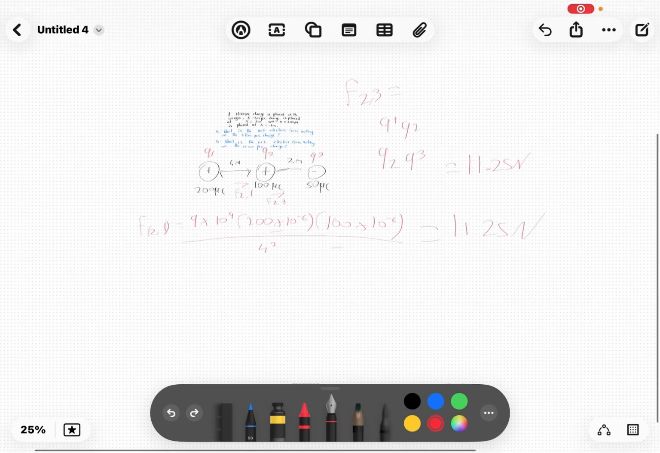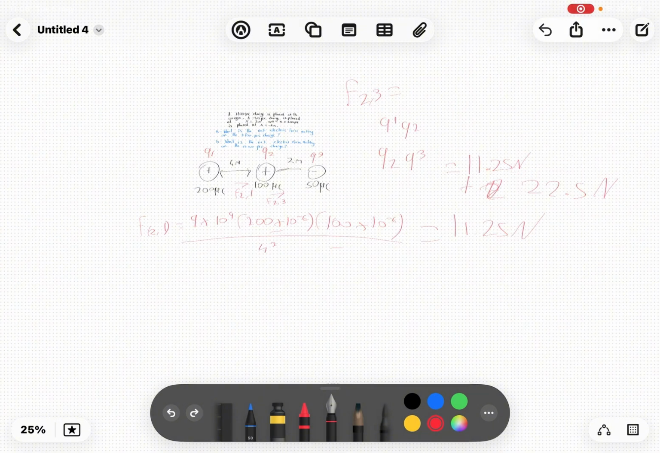After that, we're able to add them, and that will equal 22.5 newtons. Because that's the net force, and we did vectors. Net force is basically everything added together.